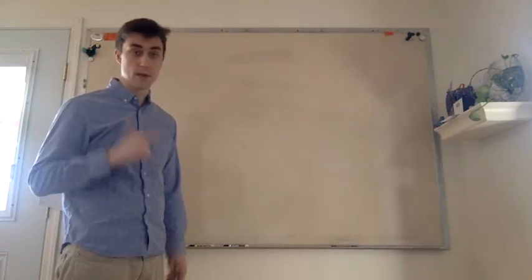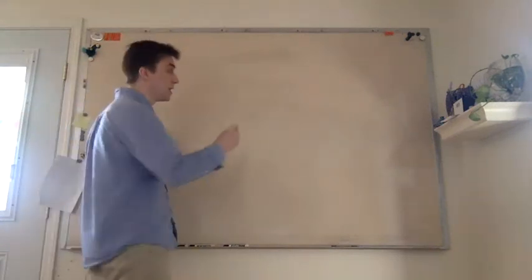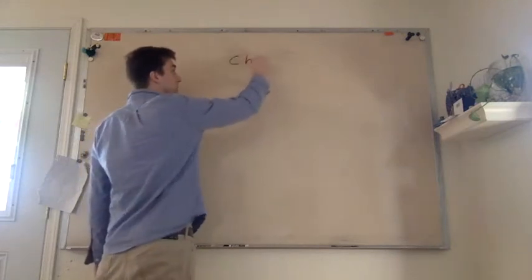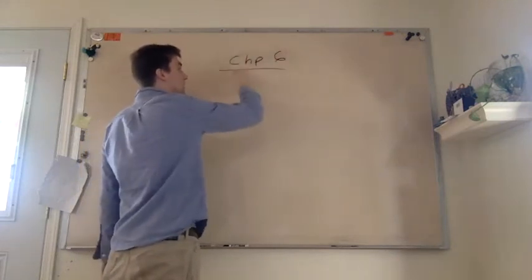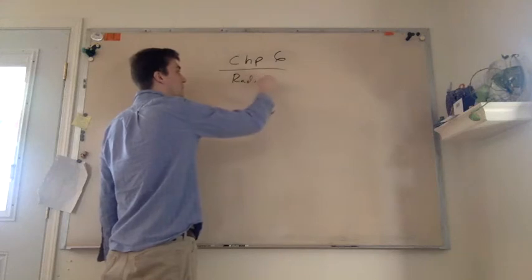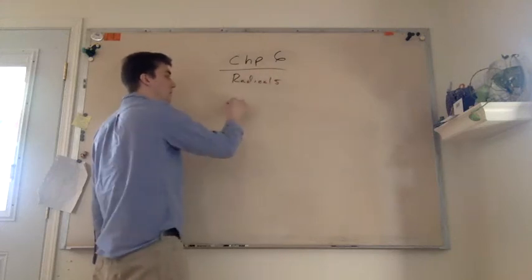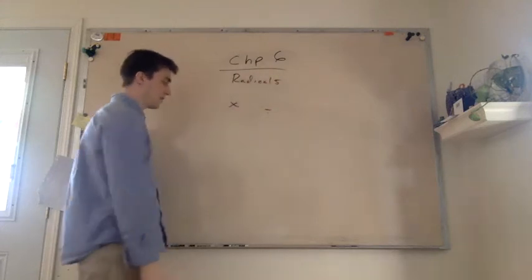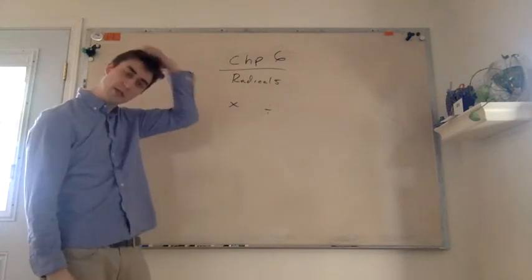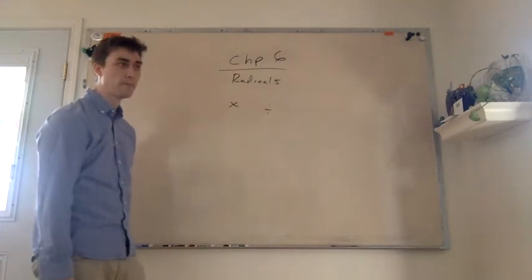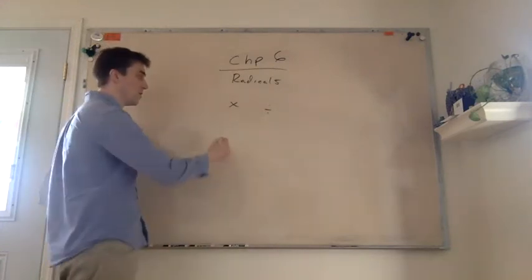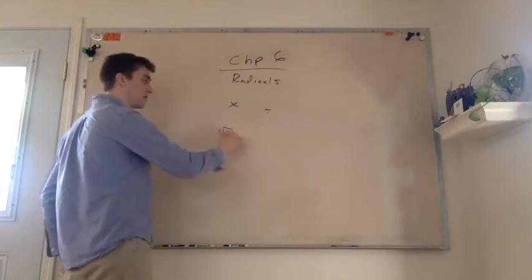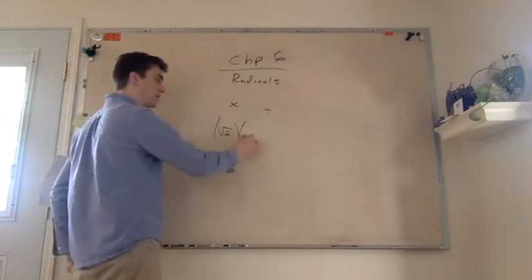Alright, let's just hop right in, back to chapter 6. Here's what we're doing, talking about radicals. Last time I was telling you how to multiply and divide radicals, and I want to keep talking about that a little bit, just a couple more things. To multiply radicals, say for instance the square root of 2 multiplied by the square root of 5.